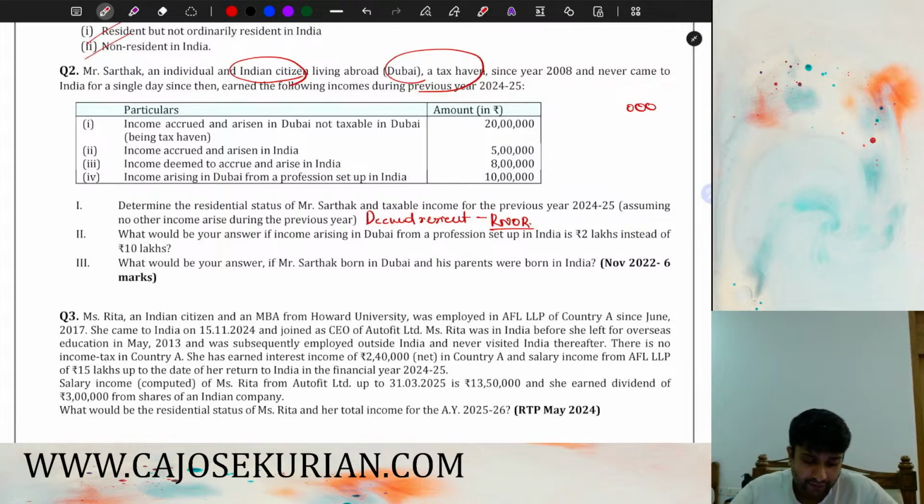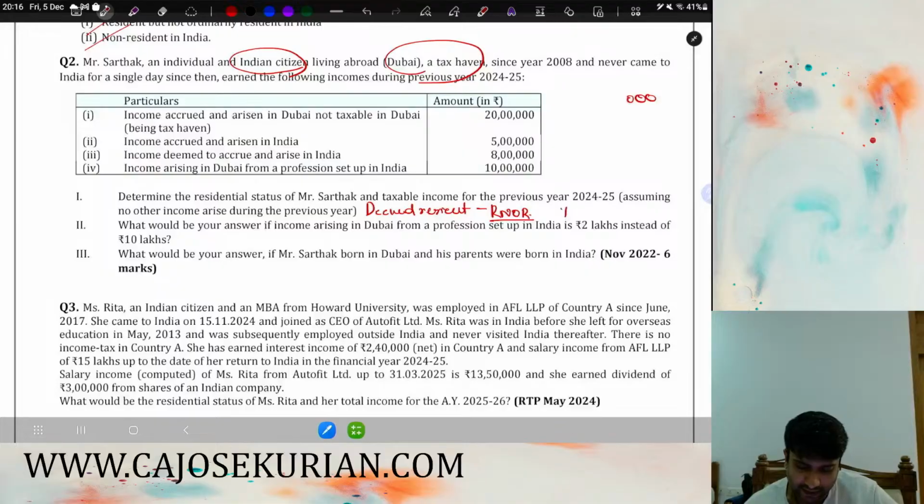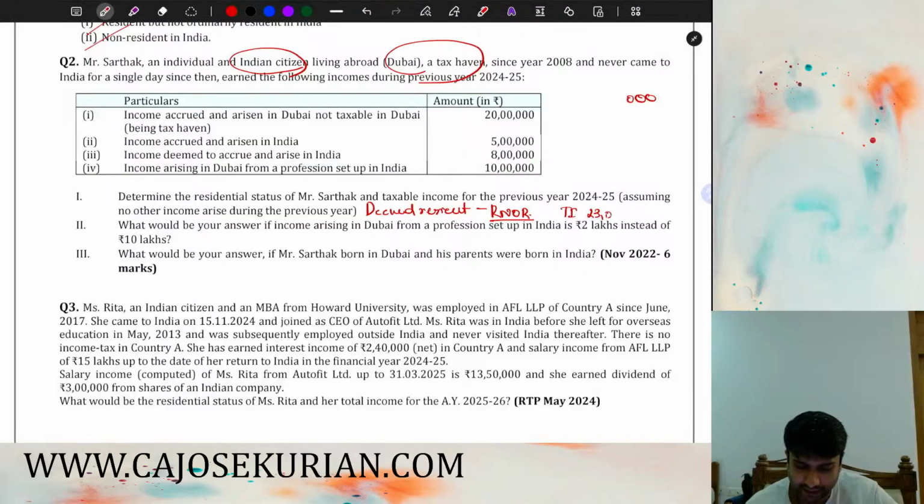Yeah. So where were we? We were discussing that question of Sarthak, right? So the total income of Mr. Sarthak shall be 23 lakhs. That is the conclusion that we can frame.